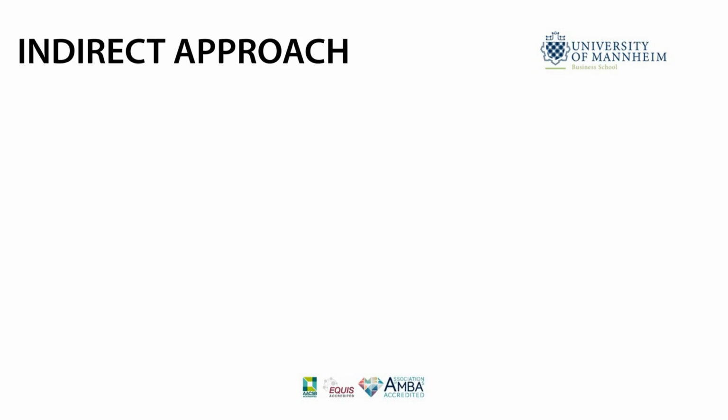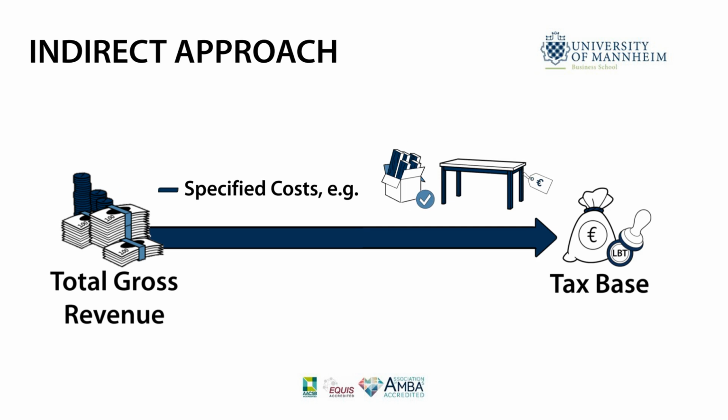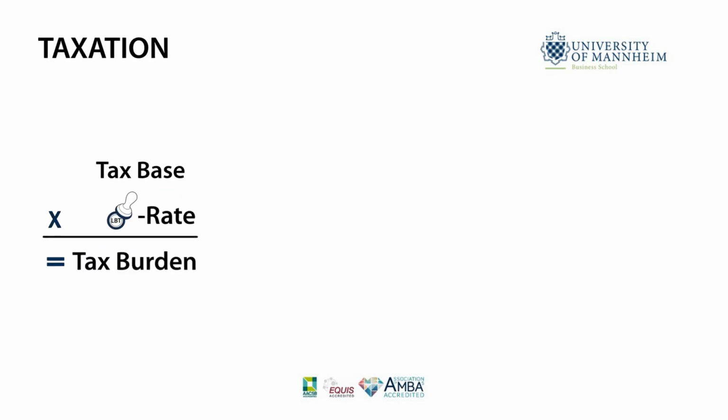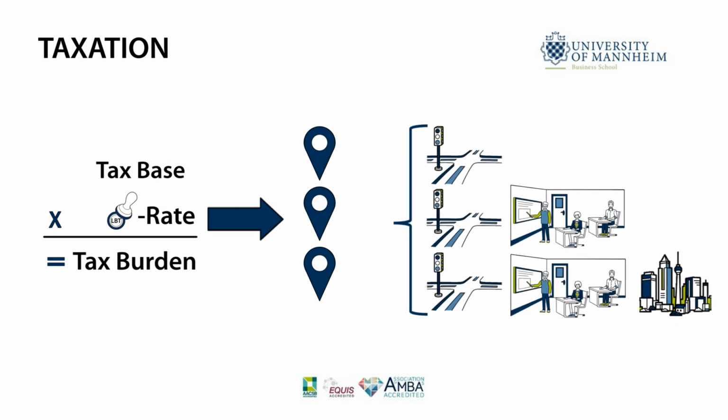In contrast, if the indirect approach applies, the starting point for determining the local business tax base is the total gross revenue. From this figure, only certain specified costs are deductible, such as the material content of the cost of goods sold. The tax base is multiplied by a tax rate, which may vary depending on where your corporation is located within a country. Because every region offers different public goods, it is justified that tax rates vary between them.